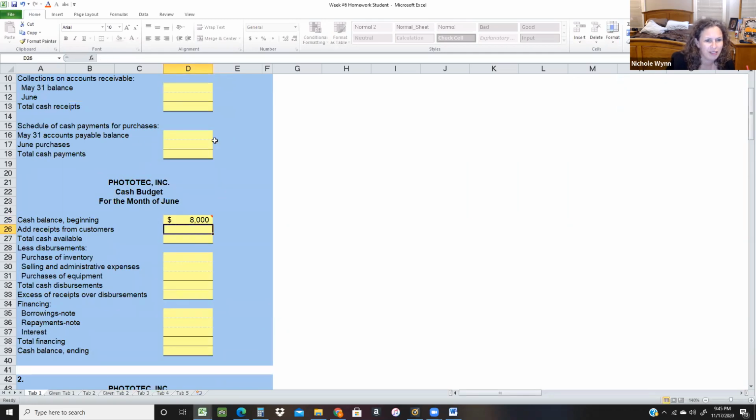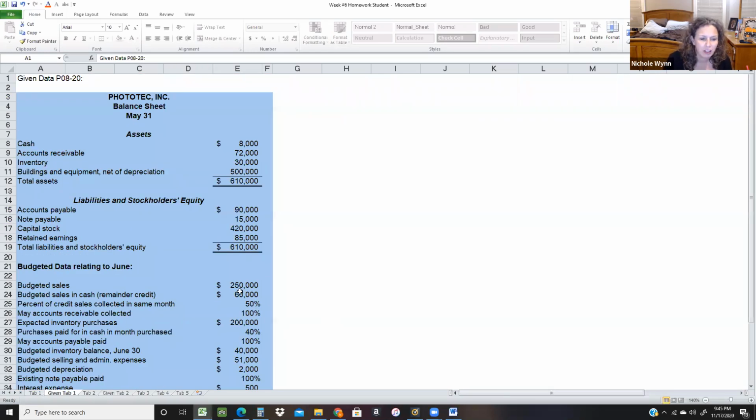This cash receipts is going to come from right here. To find that cash receipts, look what happened. It says I made sales of 250,000. If all of your sales were cash sales, then you would use the whole 250. But it says that 60,000 are cash sales and the remainder are on account, meaning we're going to receive them some other day. And then of the credit sales, 50% are collected in the same month.